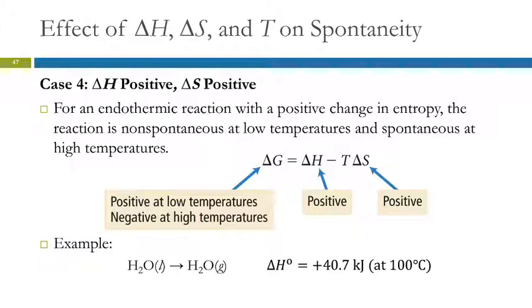What if they're both positive? So we've got positive delta H, positive delta S. This one's promoting spontaneity, this one is opposing it. At higher temperatures, we're going to be more spontaneous, and at low temperatures, it will be less spontaneous. So here we've got liquid water going to gaseous water. This is an endothermic process, and so this will happen more easily at high temperatures than at low temperatures. Any questions?